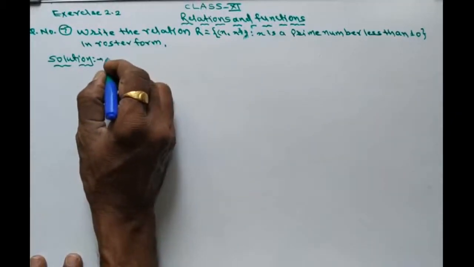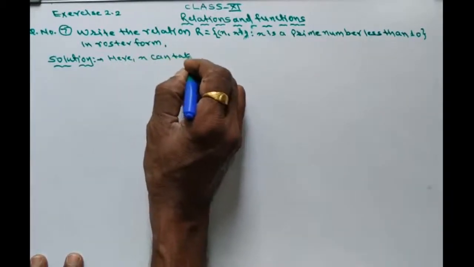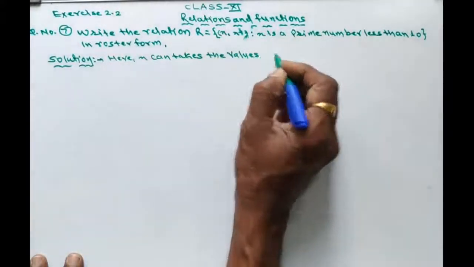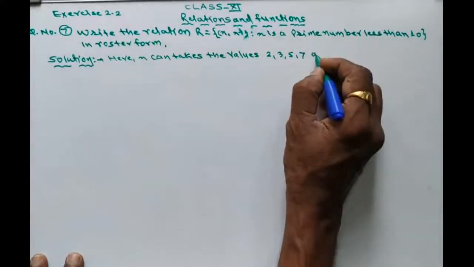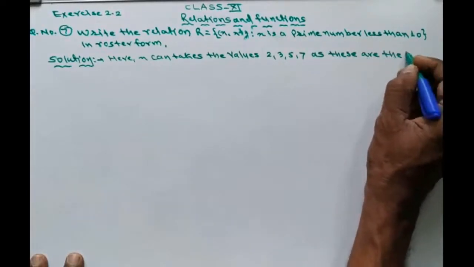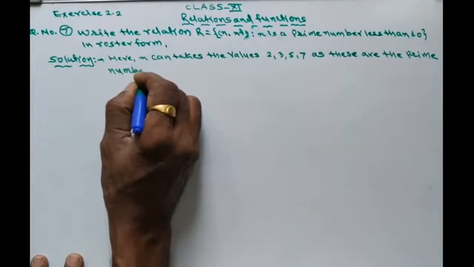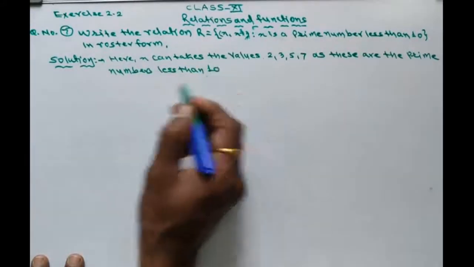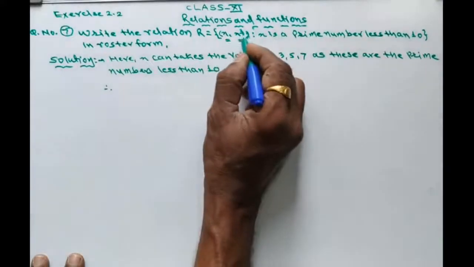So here x can take the values 2, 3, 5, 7 as these are the prime numbers less than 10. Therefore, let us find out. First is x. Second, the range of x is x cube.